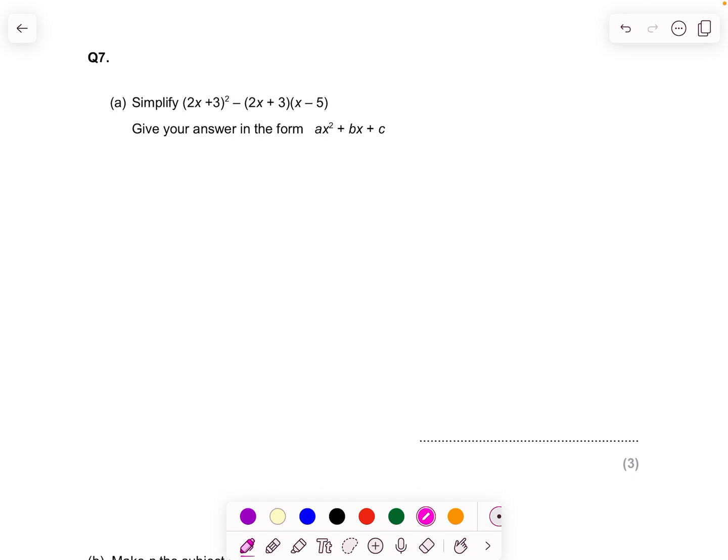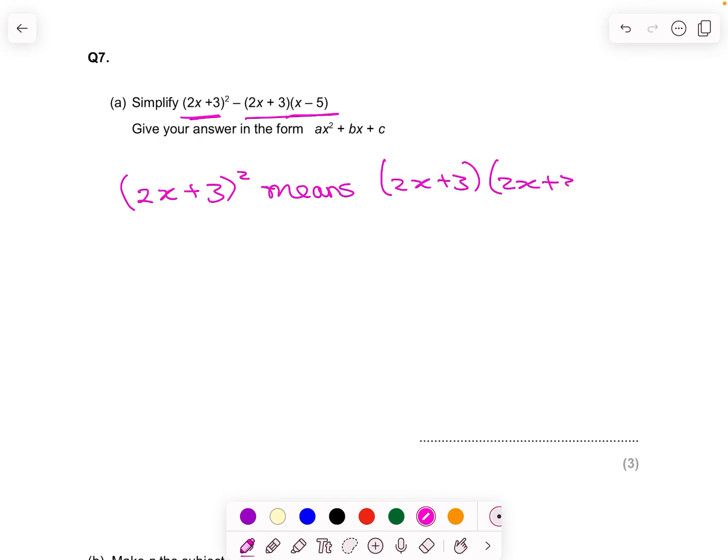We need to simplify this. So first of all, I'm going to work out each separately. So remember, 2x plus 3 squared means 2x plus 3 times another 2x plus 3. I personally like using the grid. You don't have to. Some of you like using the arrows. That is okay as well.